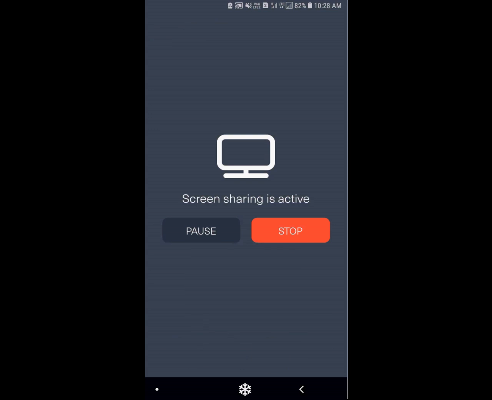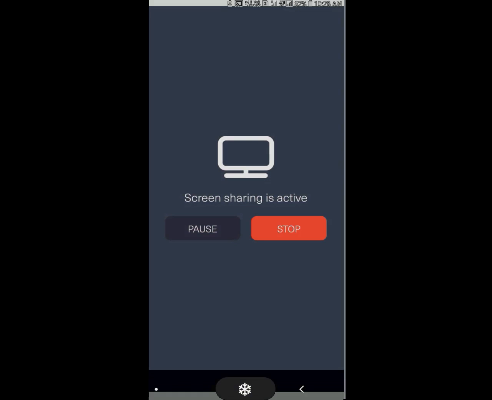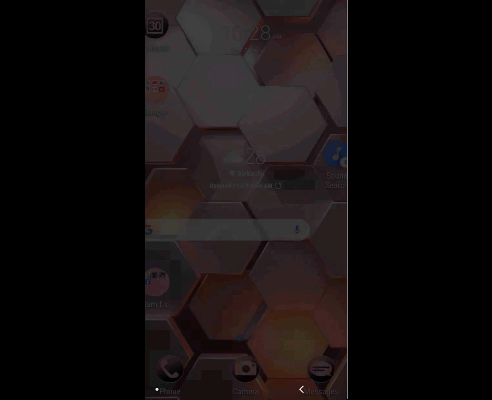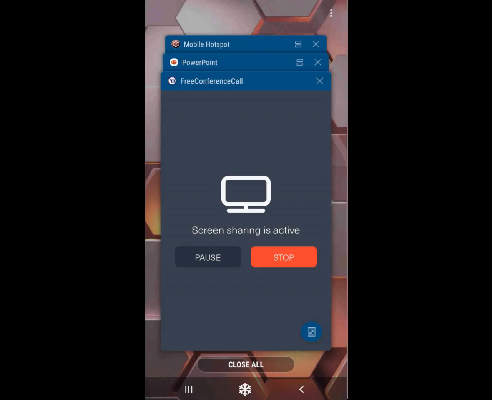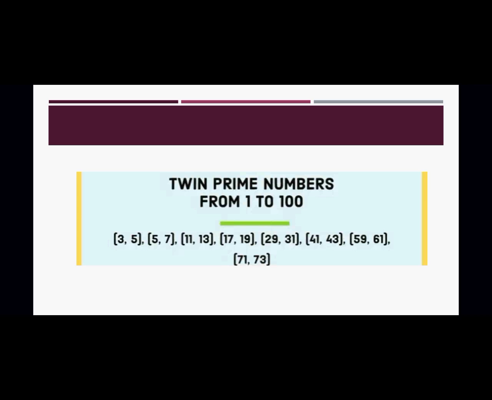Then, is there any other number, children? Can you all please observe your chart and tell me, is there any other number? 67, 69. Yes, 11 and 13. Excellent. Very good. Yes.